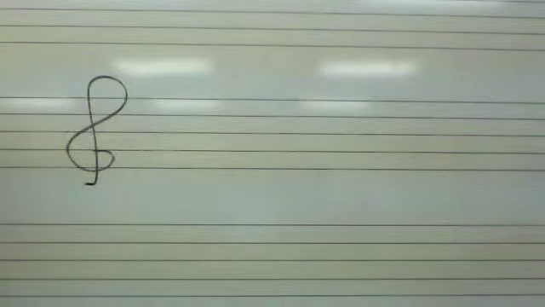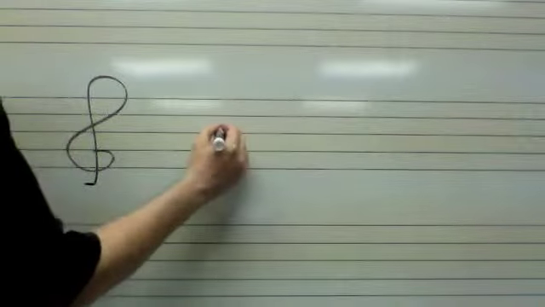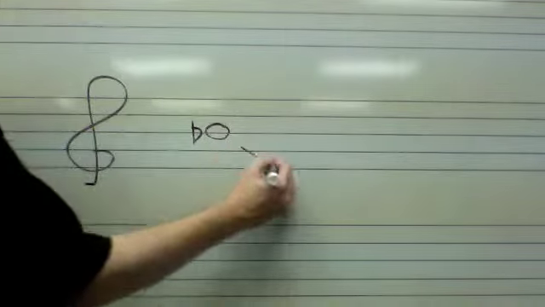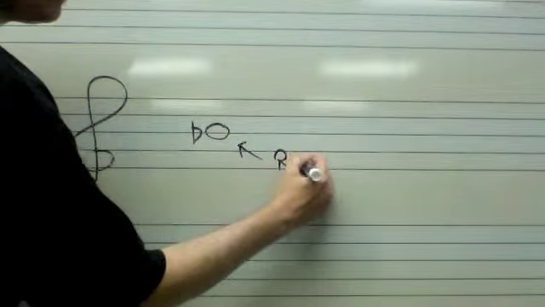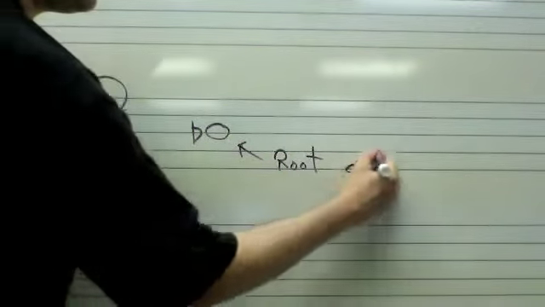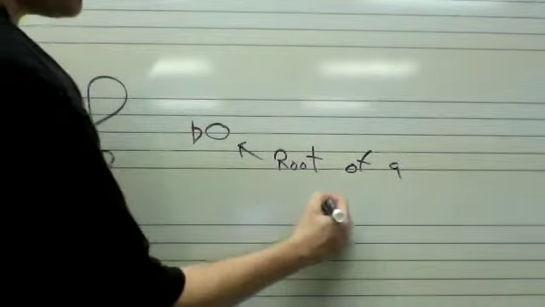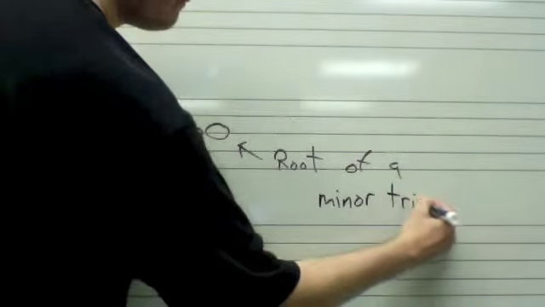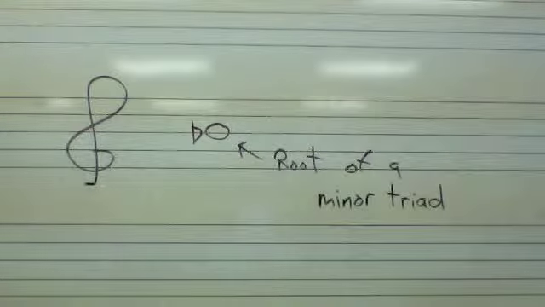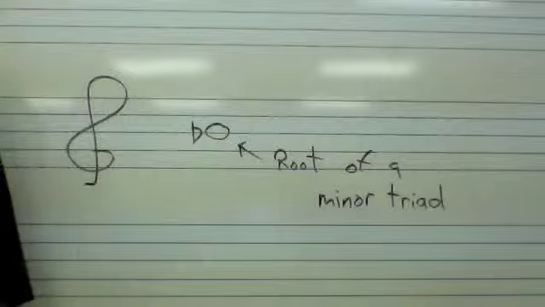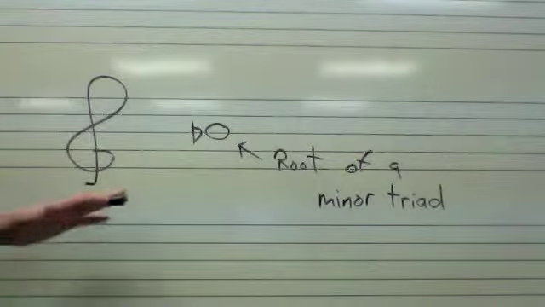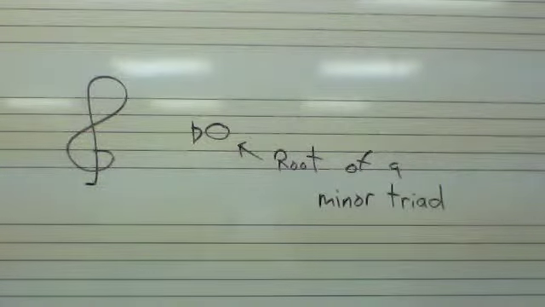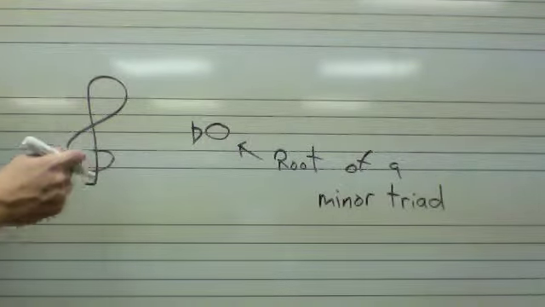So let's say in an assignment you're given a B flat, and it says that this is your root and you need to spell a minor triad. So a B flat minor triad is what you need to spell. And we're going to make it in closed position. Closed position means that the notes are as close as possible, where the notes are stacked exactly on top of each other.